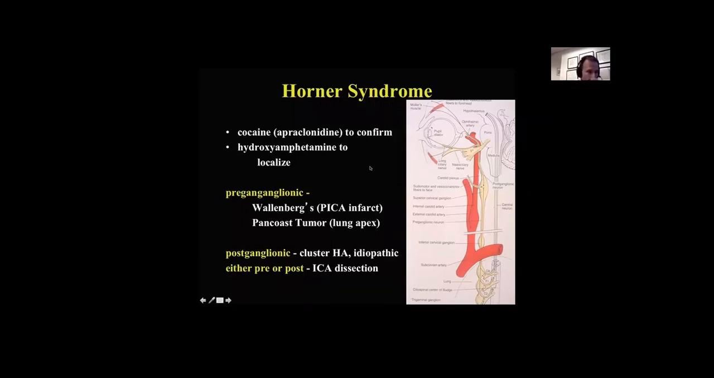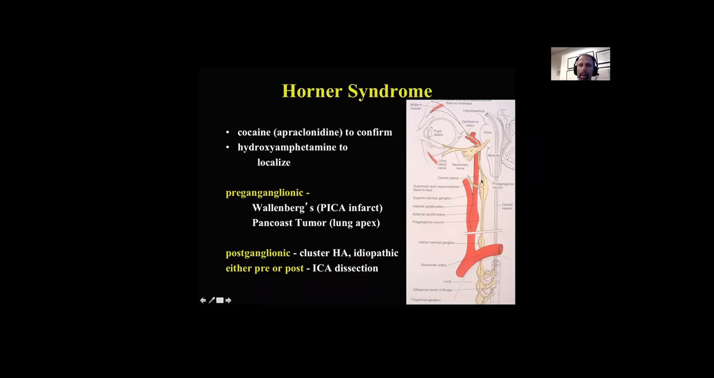So the cocaine inhibits the reuptake of norepinephrine, so it will accentuate the anisocoria. Apraclonidine is a weak agonist, and it works on the principle of denervation supersensitivity, probably more than we need to go into here. Hydroxyamphetamine causes the release of stored norepinephrine. So if there's a problem that is post-ganglionic and these fibers are dead, there is no stored norepinephrine. So you put the hydroxyamphetamine in and nothing happens.